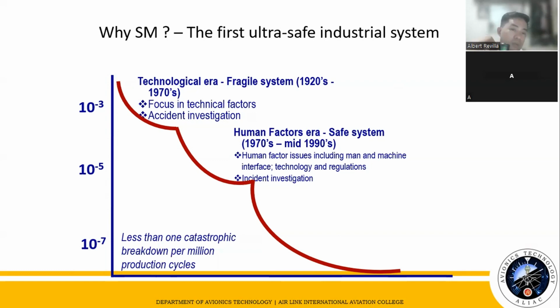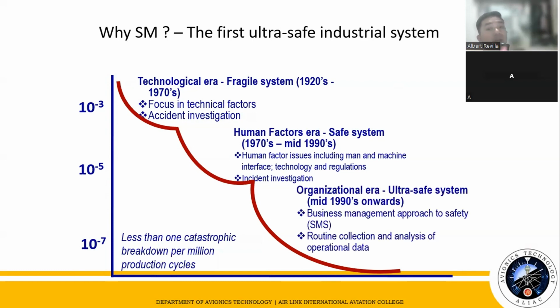So syempre, accident investigation is one time. So kaya sinasabi is less than one catastrophic breakdown per million production cycles. And then nagkaroon naman ng ultra safe system. So business management approach to safety. So nagkaroon na ng SMS and then nagkaroon na ng routine collection and analysis of operational data.